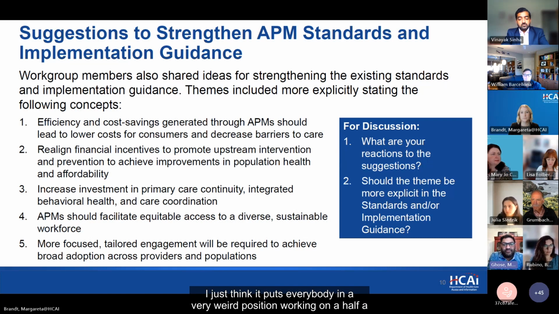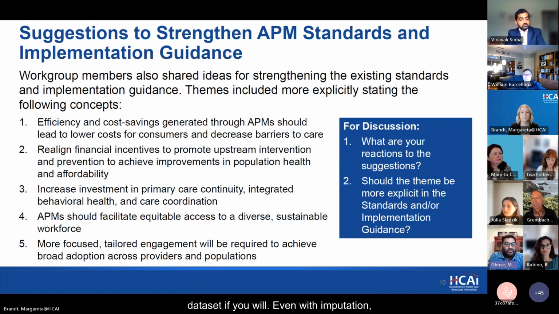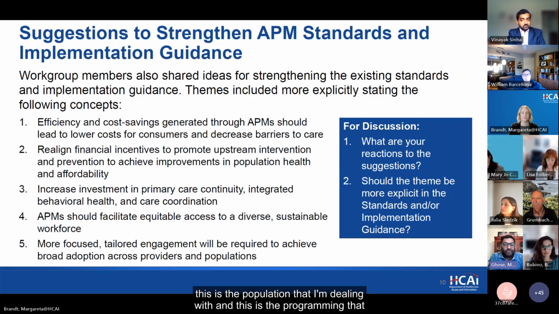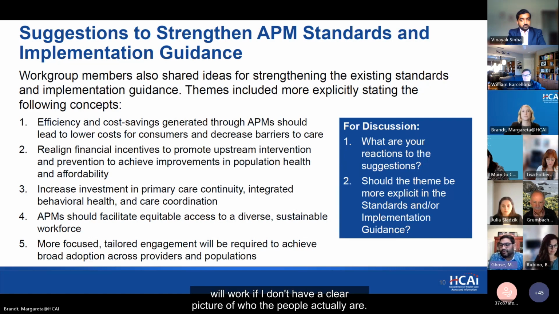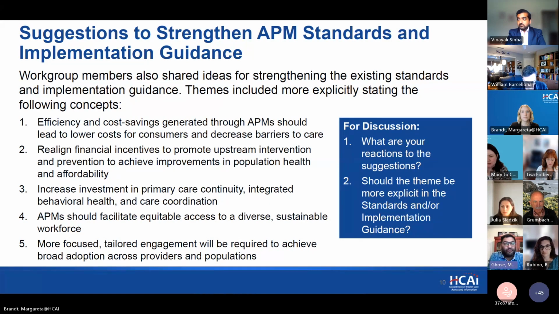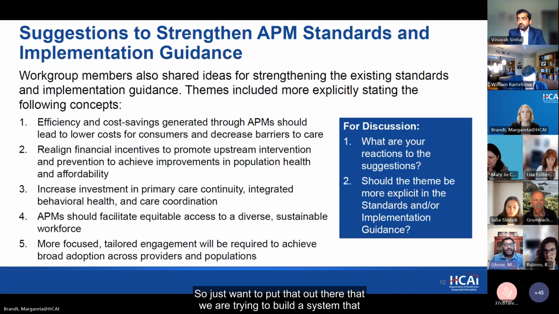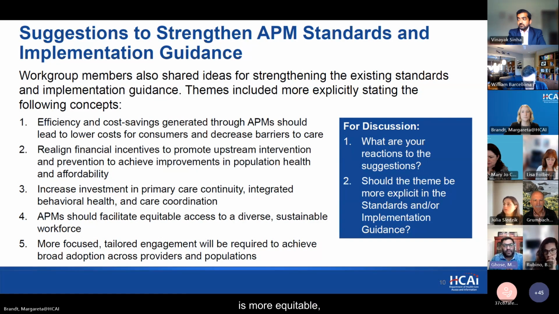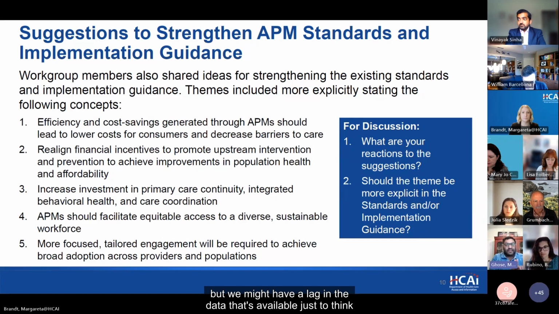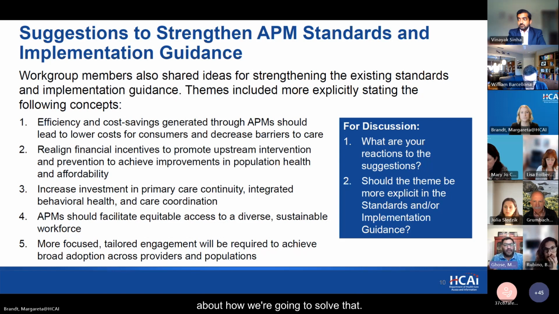I just think it puts everybody in a very weird position working on half a data set. Even with imputation, it becomes very difficult to say, this is the population that I'm dealing with, and this is the programming that will work, if I don't have a clear picture of who the people actually are. And of course, there are so many other issues with REL data where people might choose not to submit it at all, even if you're asking them directly, or even if you're getting it from provider groups that do observed REL data. So I just want to put out that we are trying to build a system that is more equitable, but we might have a lag in the data that's available. Just to think about how we're going to solve that.